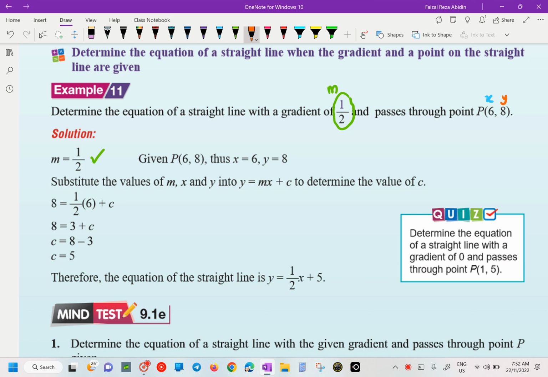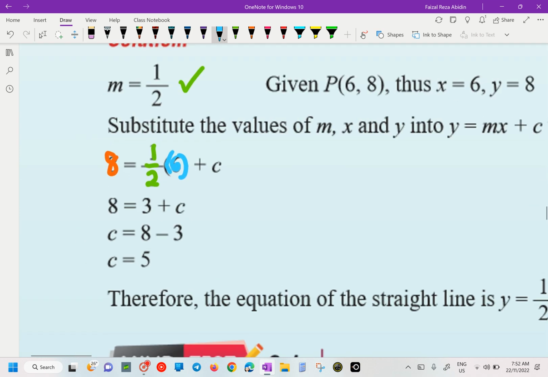So we are going to substitute straight away into our equation of a straight line, which is y equals mx plus c. If you look over here, we substitute our y with 8, our gradient is already 1 over 2, and x we already have is 6. Then you are going to find the value of c, isn't it?